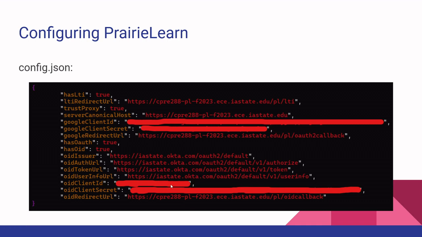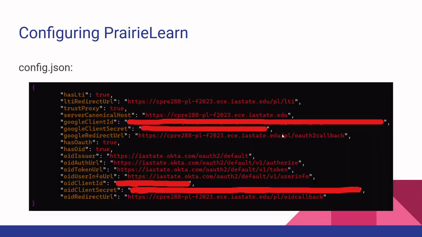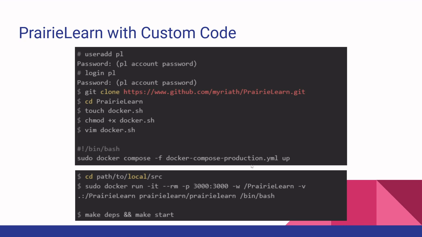The client ID from before and the client secret from before, which were the username and password that he got. And then lastly, the redirect URL, which is just the same redirect URL we put in the request for the sign-in app. So it's just the /pl/OID callback endpoint. So once we have the configuration file completed, we can then move on to actually running the code.